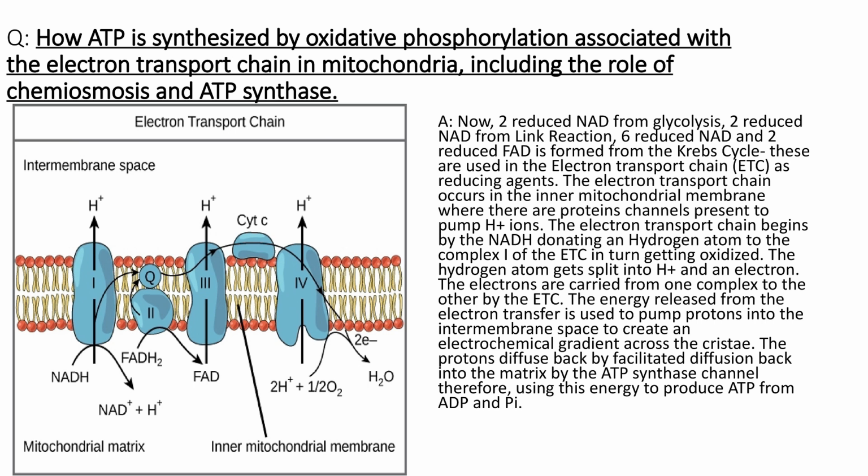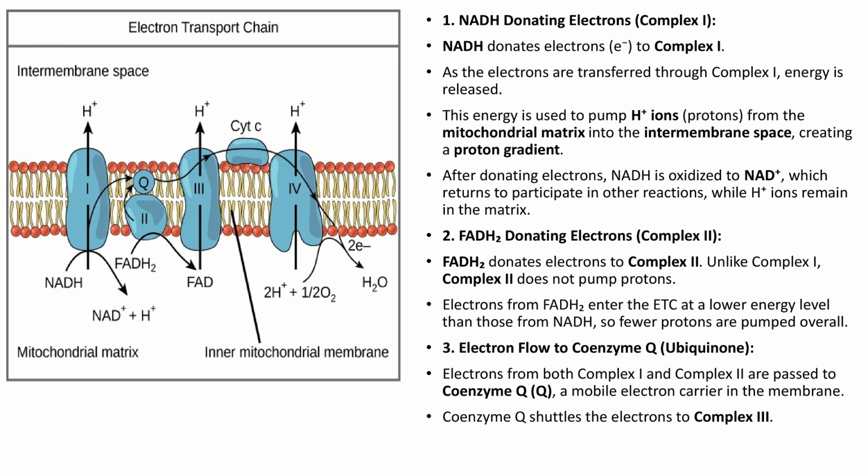The protons diffuse back by facilitated diffusion into the matrix, due to the higher concentration in the intermembranous space and lower concentration outside, through the ATP synthase channel. Therefore, this releases energy that the ATP synthase uses to produce ATP from ADP and Pi, phosphate ion. We are going to look now at a more detailed explanation of the electron transport chain by also observing the diagram.